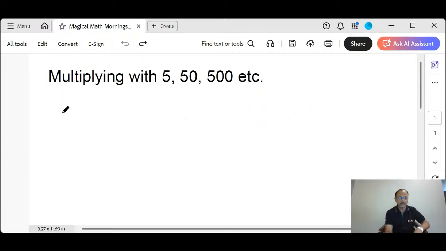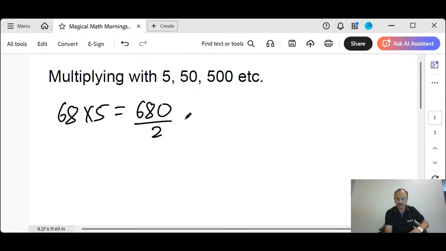Maybe we want to take 68 into 5. What do I do? In my mind, I will take 680 by 2. Because 68 into 10 is 680, by 2. And what is half of 68? 34. So 340 is the answer. In mind, we should directly get 680 and then think about half of this. That is nothing but multiplying by 5.